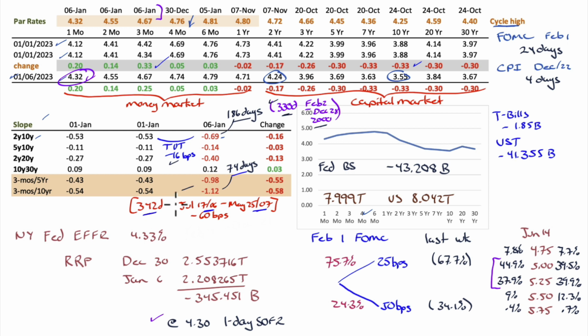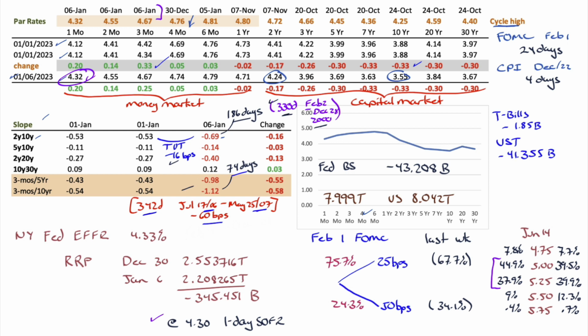And to put that in context, July 17th, 2006 to May 25th, 2007 was the last inversion of the 3-month to 10-year. It was 342 days, but it was only 60 basis points. We're 112 basis points. In fact, if you go to FRED and you call up the series for the 3-month to 10-year, it's never been deeper. And that goes all the way back to 1981. You've never had a deeper inversion in the 3-month to 10-year curve.